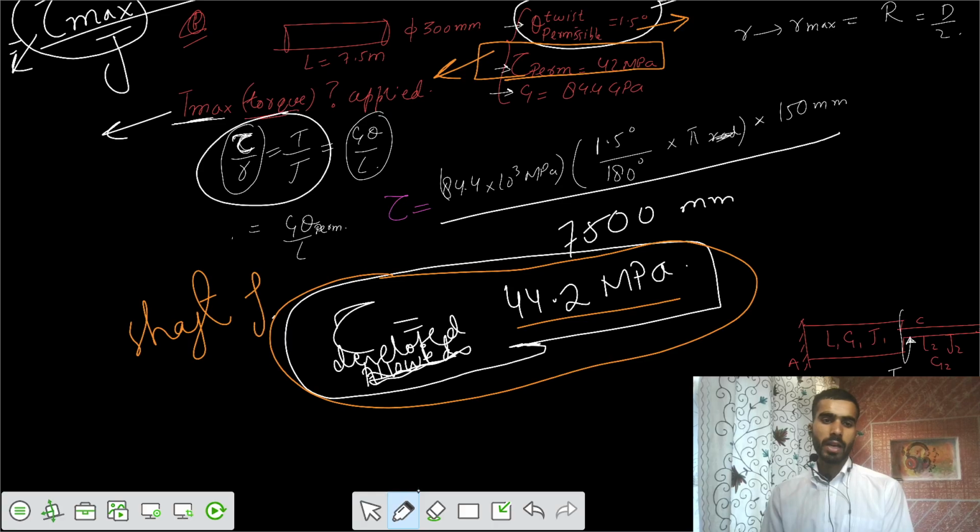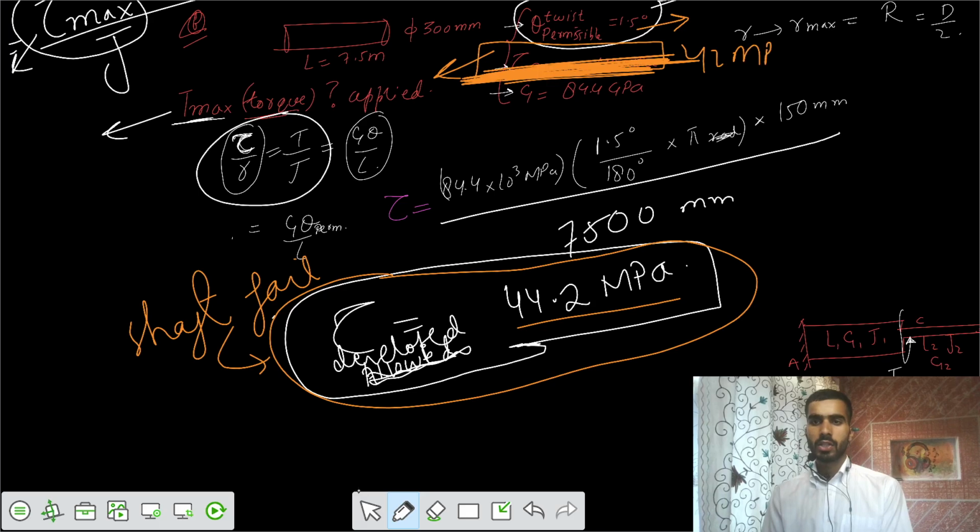Your shaft would fail at this shear stress. So you need to keep the shear stress below that value. That means you need to keep shear stress at 42 megapascal.